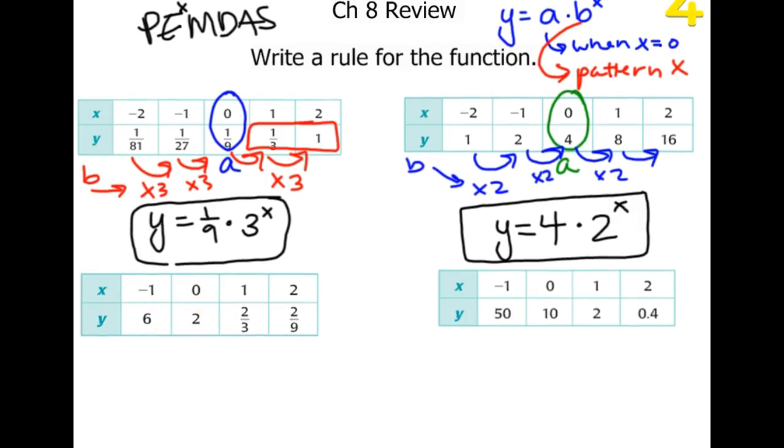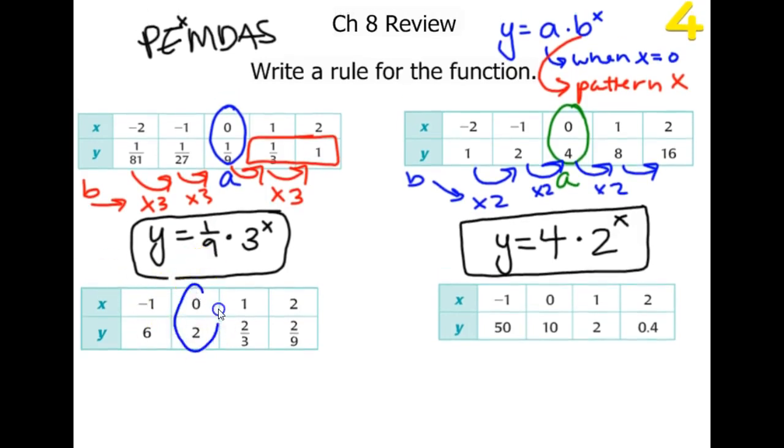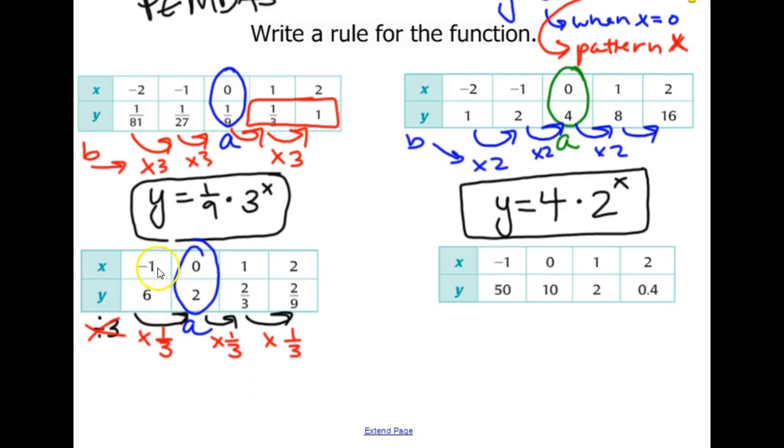Alright, we have two more down here. First, let's find a when x is 0, a or y is 2. And then b, our pattern each time. It's harder to tell over here with the fractions, but from 6 to 2, I'm really dividing by 3. However, our pattern is what we're multiplying each time. So instead of dividing by 3, I'm going to say I'm multiplying by 1/3, because we really do have the division in there. We're multiplying by 1/3, multiplying by 1/3. If you're not sure, plug it in your calculator. See if 6 times 1/3 in your calculator, just like that, equals 2.